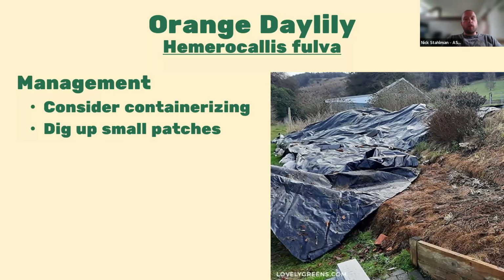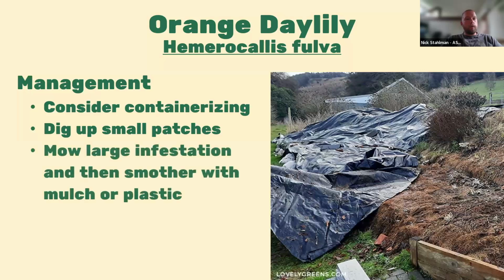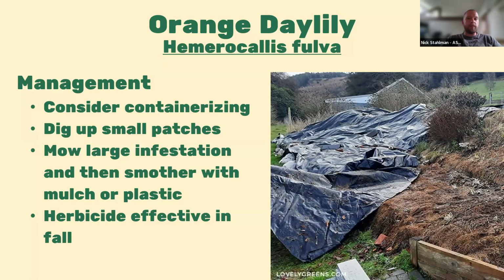If you have a very large amount, you can mow over that large area and smother it with thick black plastic, or even just cardboard and mulch. Sometimes you can just lay mulch on top and do the sheet mulching idea. Herbicide's effective, but especially in the fall, this is something that you can manage without pretty easily, though. And this isn't one that I'm saying you have to get rid of. Just consider that it can get out.